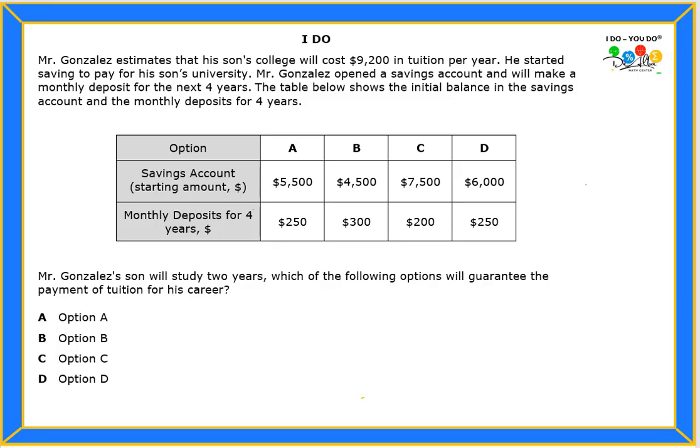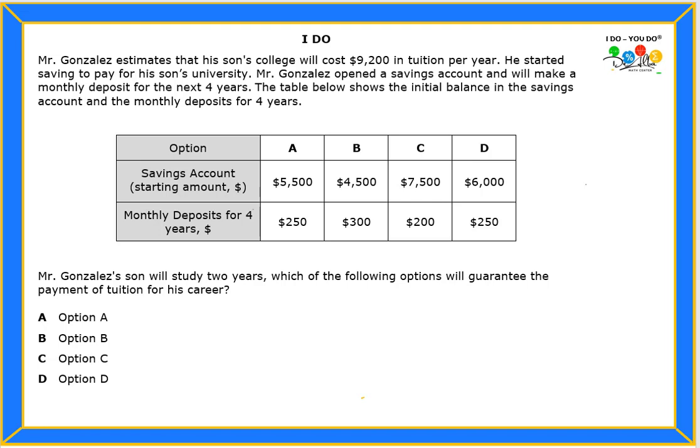And it says, Mr. Gonzalez estimates that his son's college will cost $9,200 in tuition per year. He started saving to pay for his son's university. Mr. Gonzalez opened a saving account and will make a monthly deposit for the next 4 years. The table below shows the initial balance in the saving account and the monthly deposits for 4 years. Mr. Gonzalez's son will study for 2 years. Which of the following options will guarantee the payment of tuition for his career?